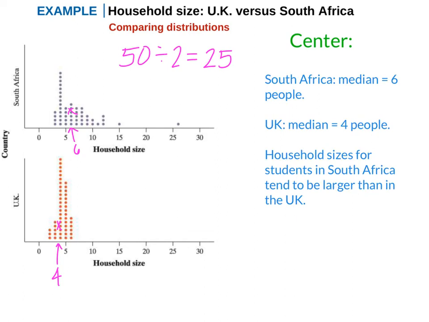So we would sum that up and say that the median in South Africa is 6 people, while the median in the UK is 4. So we could say that household sizes for students in South Africa tend to be larger than for students in the UK.